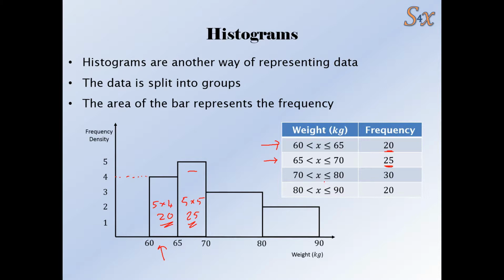But they will do. The important bit is to remember that it's the area of the bar, not just the height of it. So, for instance, this third bar, although it's not as tall as the first and second bars, it's much wider. And actually, the frequency you can see from the table is higher. So it's about the area, not just the height.